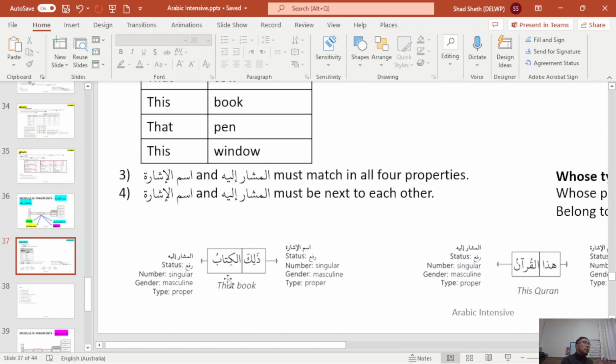Make sense? You just add al, just to make it proper. So in order, you just add, because I mentioned just now the rule is basically we just need to make sure that they match everything in all four properties.